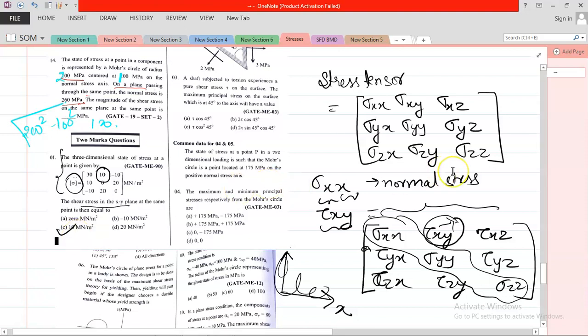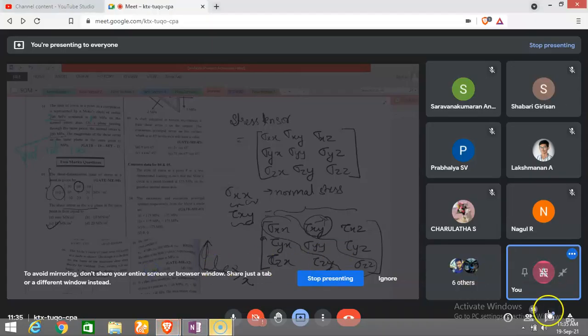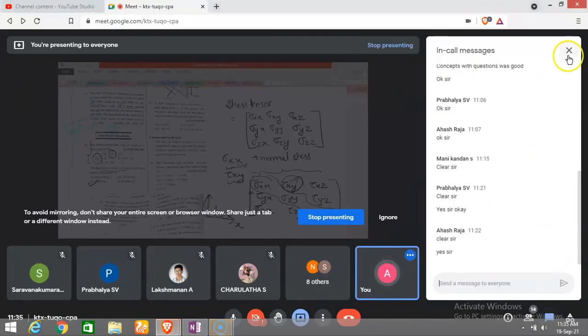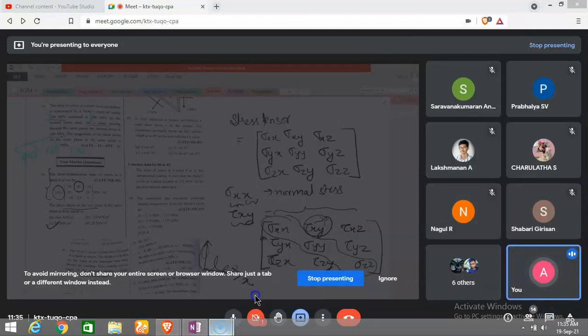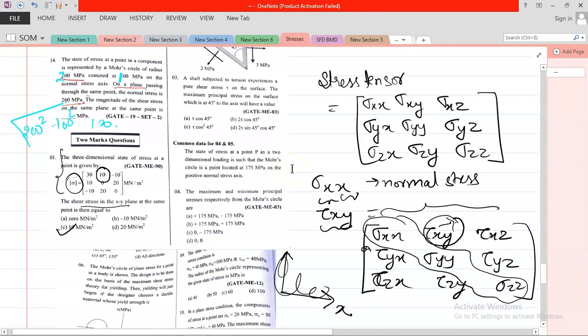So stress tensor is okay to everyone? Hello. Yeah, please don't write in the chat box, sir. I need to come again and again to see the chat box. It is not Zoom, so please respond.